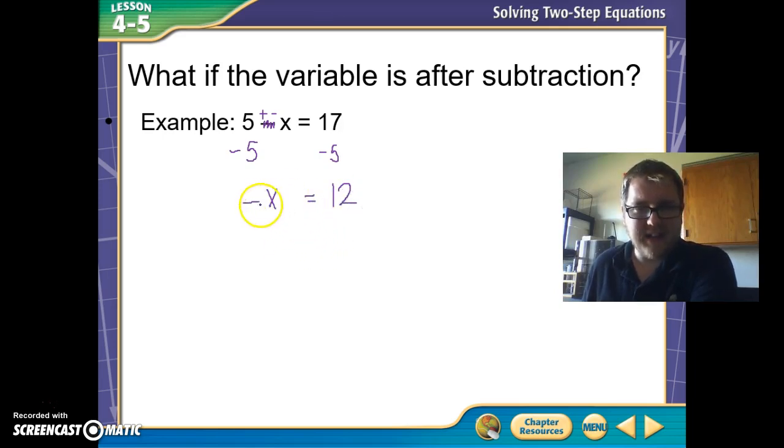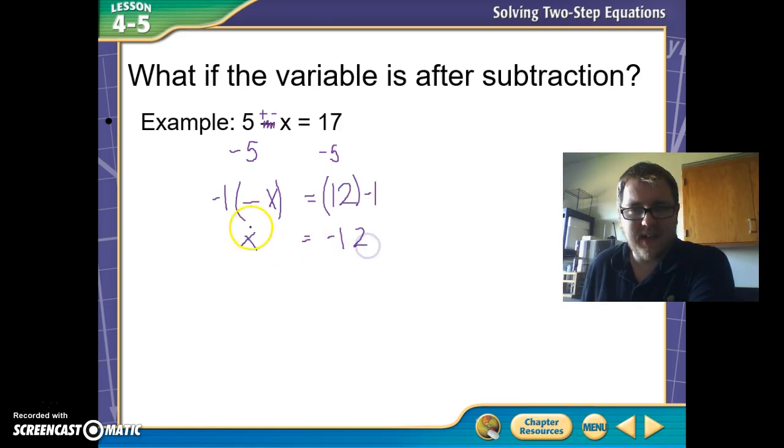Hopefully it makes sense that I can multiply both sides by negative 1, or divide by negative 1 for that matter, and I get x equals negative 12. So if negative x equals positive 12, I hope it makes sense that positive x equals negative 12.